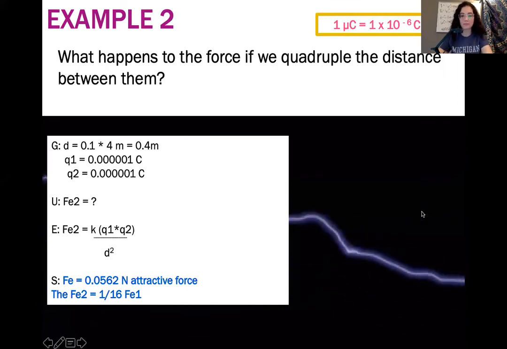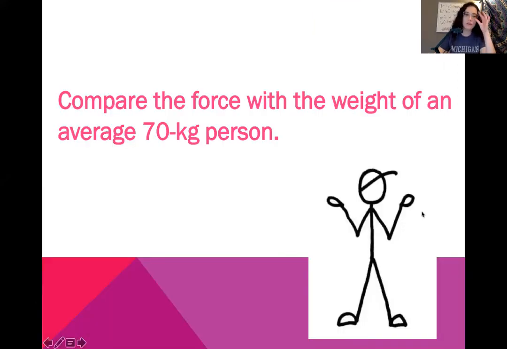Okay. So for reference, I want you to compare both of those forces in problem 1 and problem 2, with the force of weight for an average 70 kilogram person. Now remember, weight is the force of gravity on a person. So we're doing Fg for a 70 kilogram person, all right? Include that in your notes, jot it down. I'm gonna ask about it in our Zoom session.